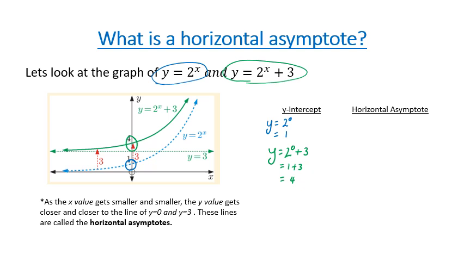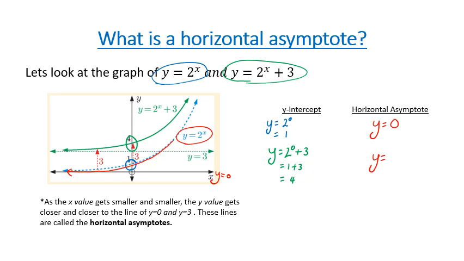But if we're looking for our horizontal asymptote, essentially this is the horizontal line, so it's going to be a y equals something. It's a horizontal line where the graph gets closer and closer to, but never actually touches. So if we're looking at the graph of y equals 2^x, the graph comes down and it gets really, really close to y equaling 0, but it never actually touches the x-axis, y equals 0.